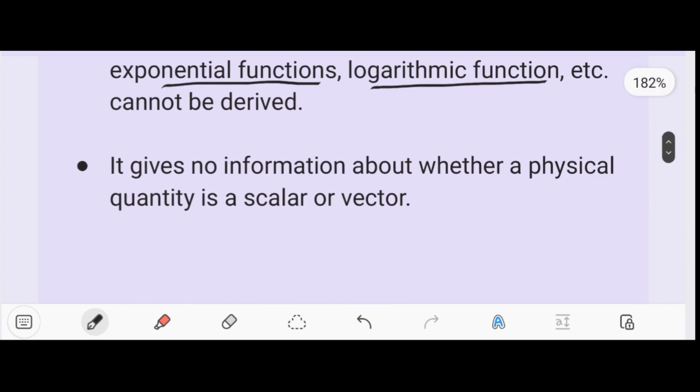Now it does not give any information about whether a physical quantity is scalar or vector. We don't have any characteristic or term in dimensional analysis which gives the information whether the quantity is a scalar quantity or a vector quantity. Velocity is a vector, but speed is not a vector, yet the dimensional analysis of speed and velocity is the same. Now let's see an example, we will be solving one question related to this, because this is one of the easiest topics in class 11th physics. So let's see the question.